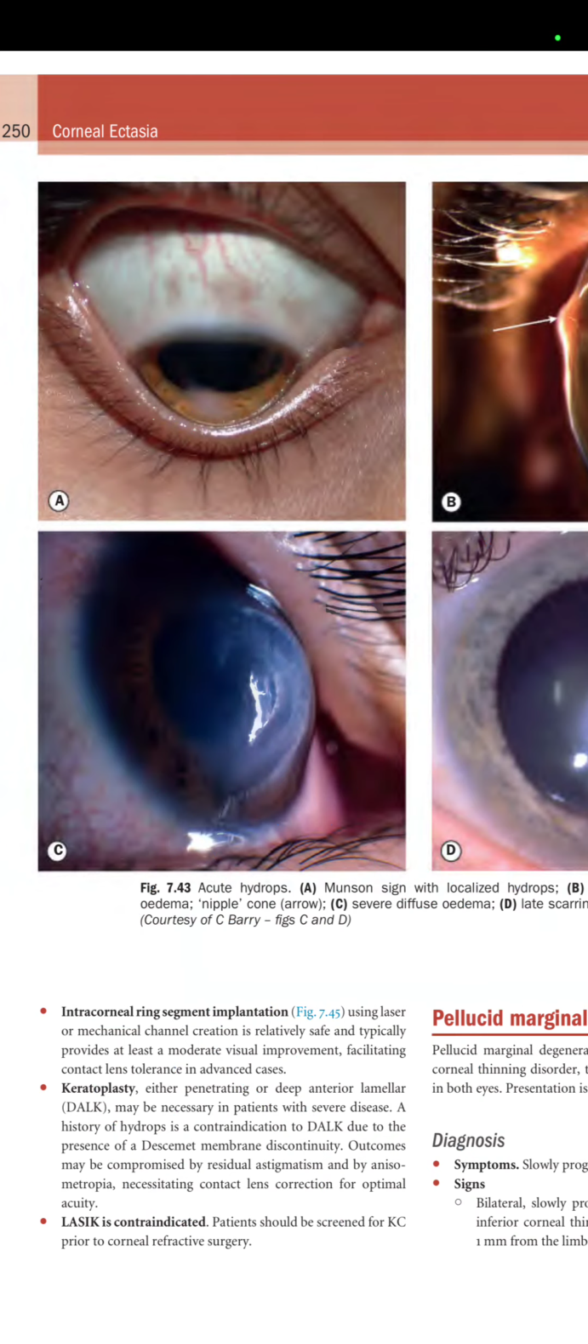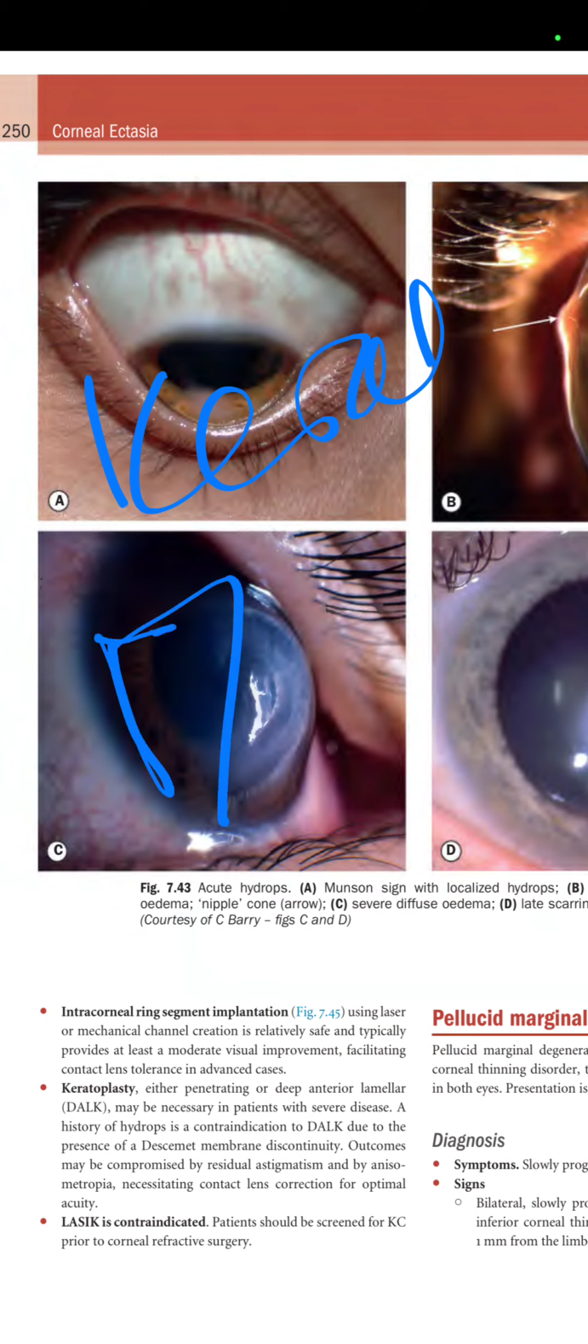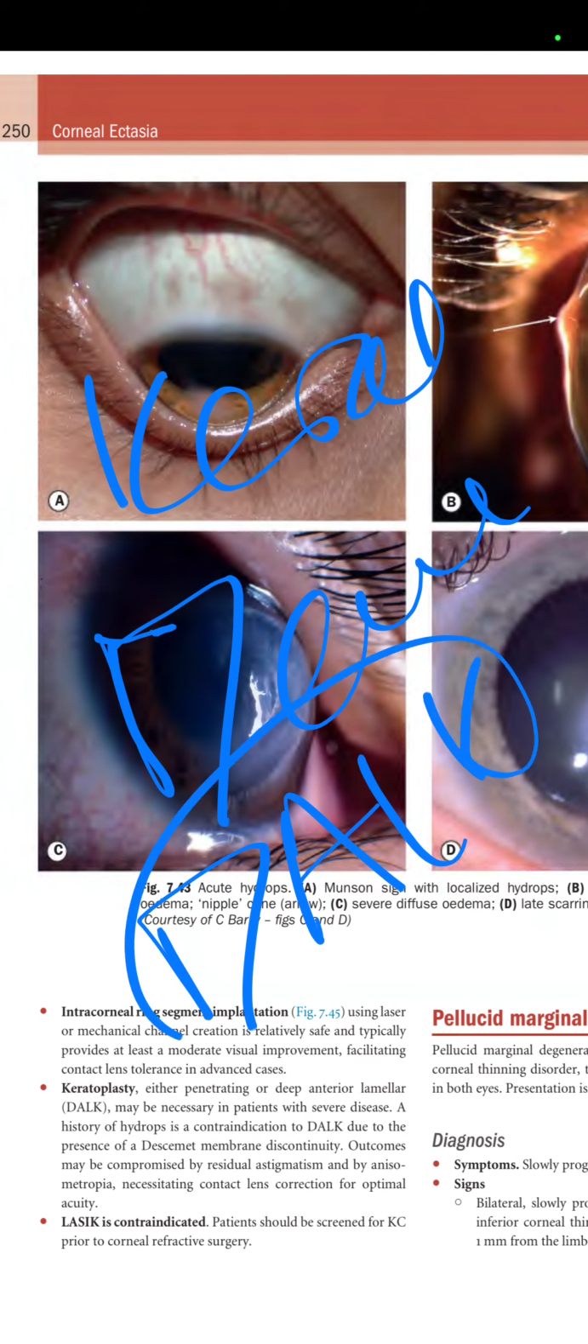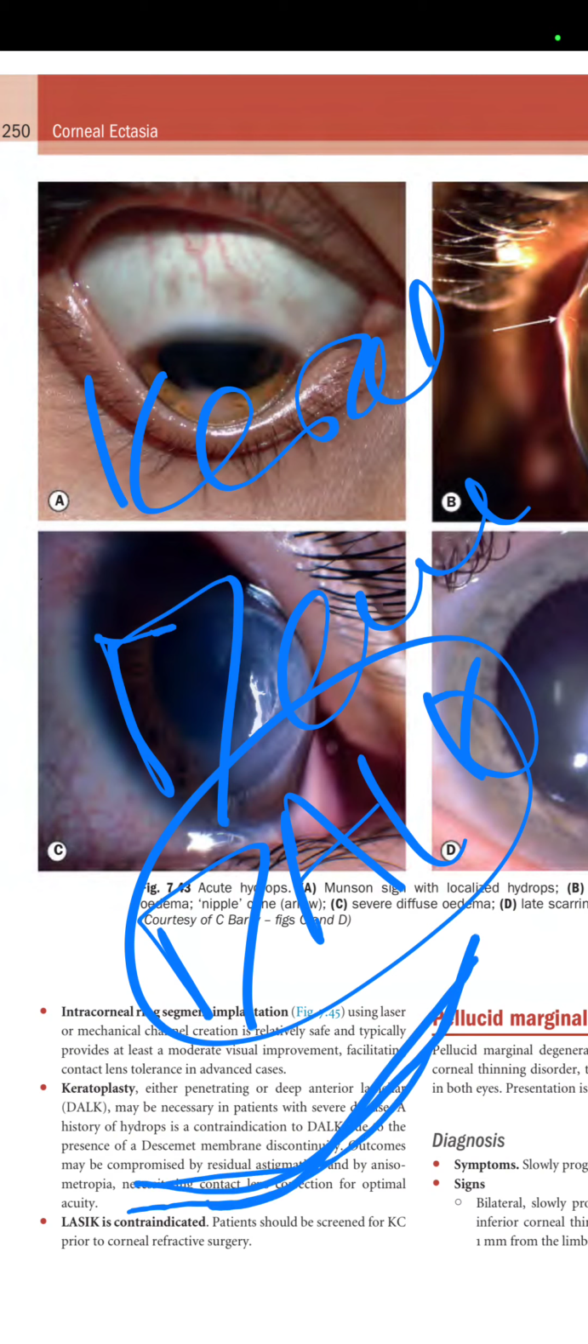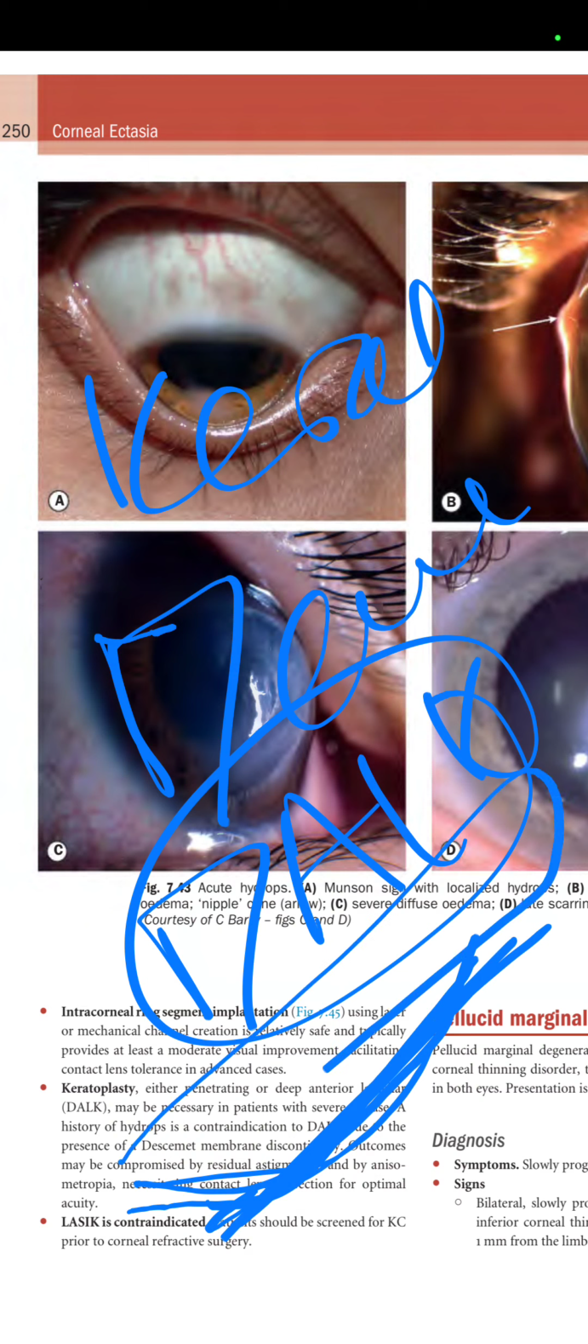So in a case of keratoplasty, if the corneal Descemet membrane is intact, we do a deep anterior lamellar keratoplasty. Why? Because the Descemet membrane is intact, we only remove the stroma and place the donor cornea on the intact Descemet membrane of the patient. But in acute hydrops, because there is a rupture of the Descemet membrane, we do not do DALK.